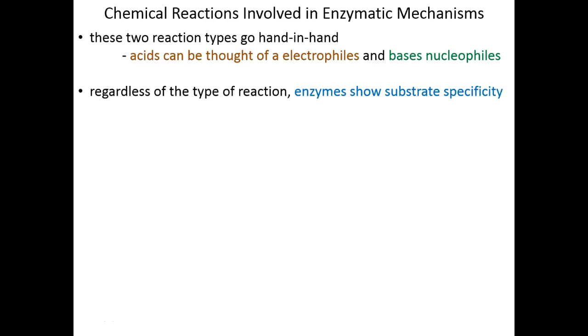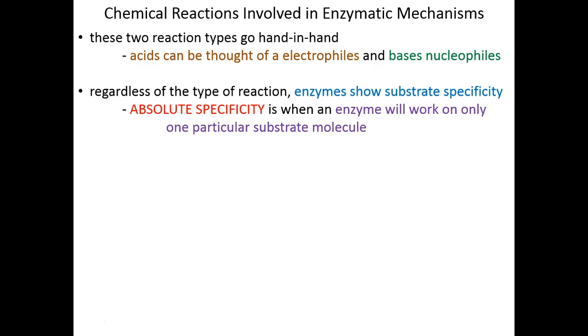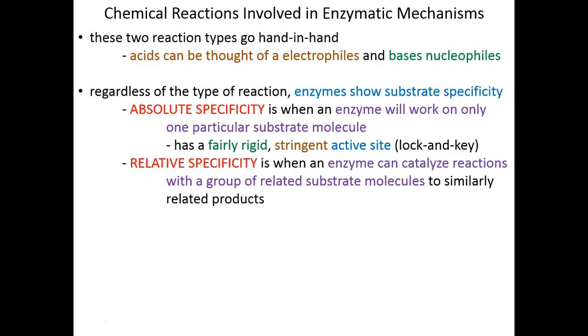Regardless of the reaction type, all enzymes have an additional characteristic that we've also hinted at already called substrate specificity. Specificity is the idea of binding to and acting on only one type of substrate. Absolute specificity is when an enzyme will work on and bind to, catalyze, only one specific substrate molecule, one thing and one thing only. These enzymes with absolute specificity have fairly rigid, stringent active sites. They're more lock and key than induced fit, and so they can only bind a precise and specific substrate.